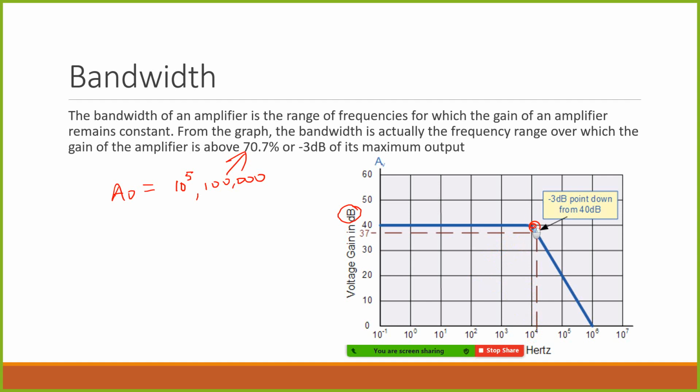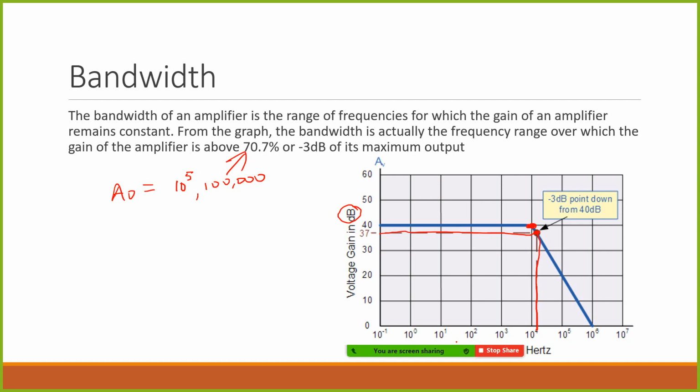So my bandwidth is not here. My bandwidth is at 37 dB, which corresponds to this point on my graph. So my bandwidth is somewhere around here, in between these points. So it's a very tricky thing.